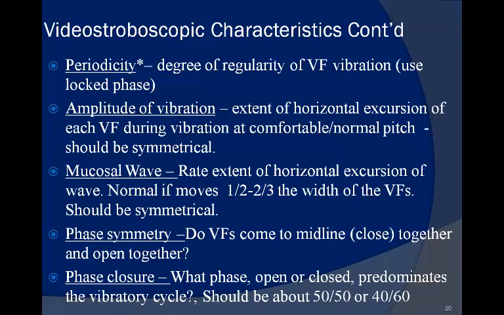Phase closure reflects the durations of the relative open and closed phases during an observed vibratory cycle. At comfortable pitch and loudness, the open phase may account for 40 to 60% of the vibratory cycle. If phonation is loud, the open phase will be shorter and the closed phase will be longer, 70 to 80% of the cycle. A vibratory cycle that is predominantly open phase is typically associated with a breathy quality due to incomplete glottic closure.